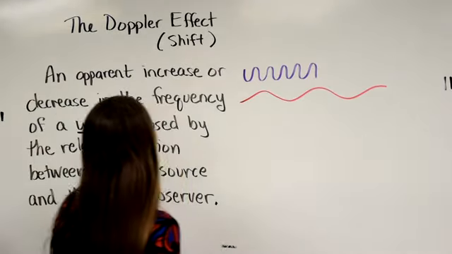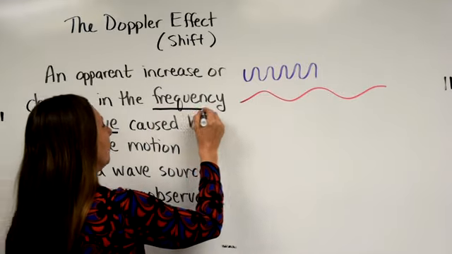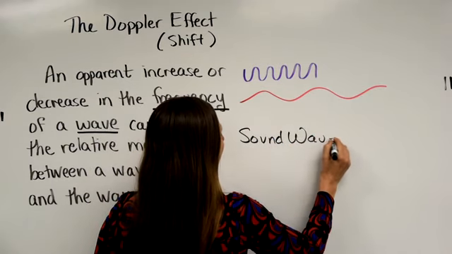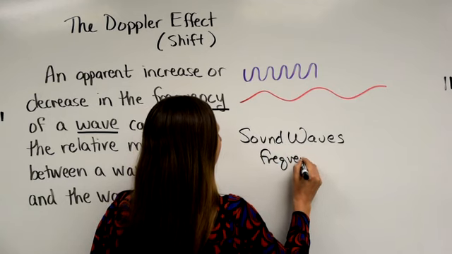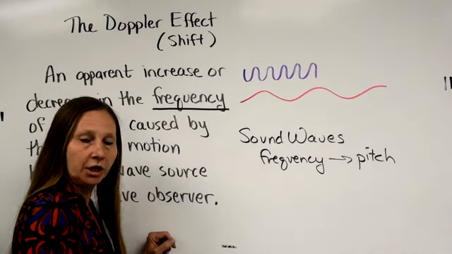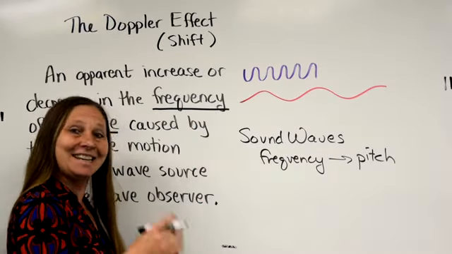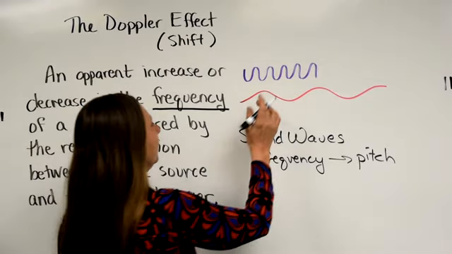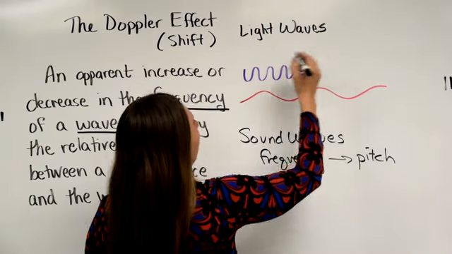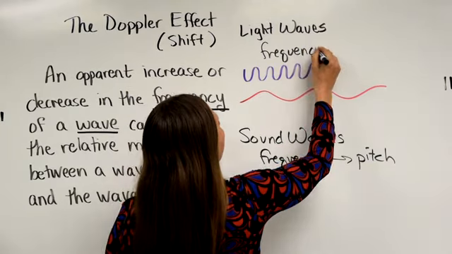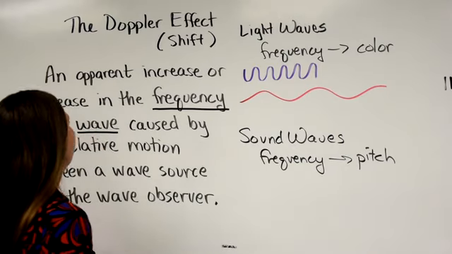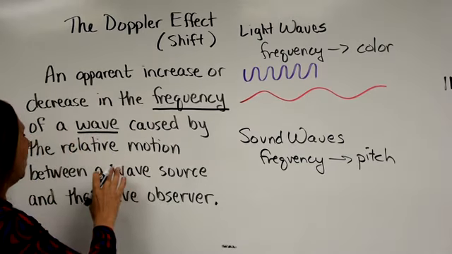So again, the frequency of sound waves is directly related to pitch. Low frequency is a low pitch. High frequency is a high pitch. And the frequency of light waves is related to the color of the light. So we've got the word frequency, and we know what kind of waves we're talking about.